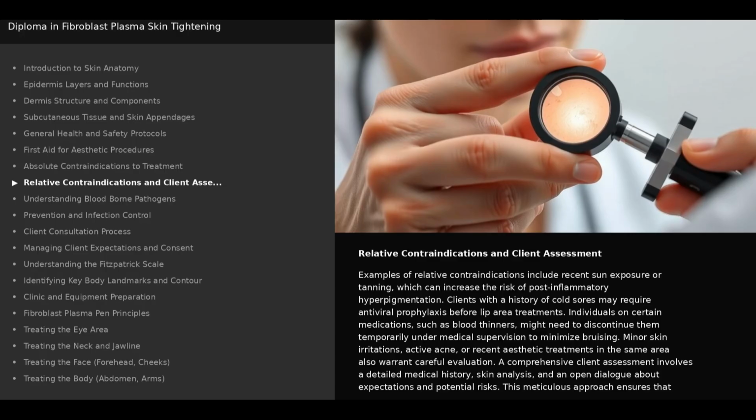A comprehensive client assessment involves a detailed medical history, skin analysis, and an open dialogue about expectations and potential risks. This meticulous approach ensures that treatments are tailored to individual needs, maximizing safety and efficacy.